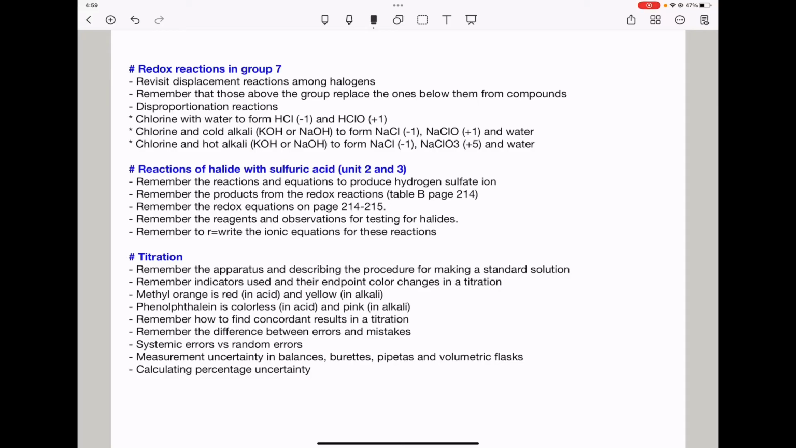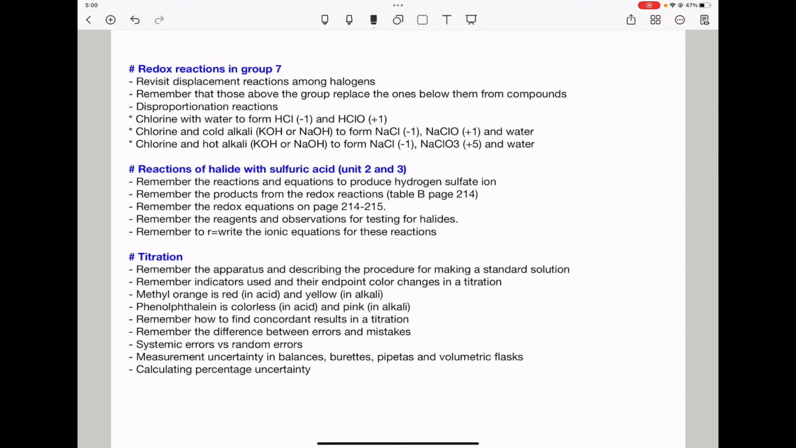You need to know about disproportionation reactions among halogens, like when chlorine reacts with water, it produces HCl, oxidation state -1, and HClO, oxidation state +1. Chlorine also reacts with cold alkali, like potassium hydroxide or sodium hydroxide, to produce sodium chloride, which is going to be -1, and NaClO, which is +1, as well as water. Chlorine can also react with hot alkali, again potassium hydroxide or sodium hydroxide, to form compounds in -1 and +5 oxidation states.